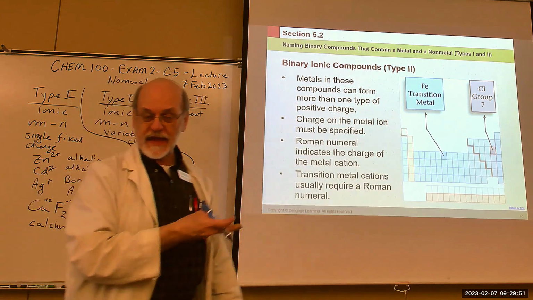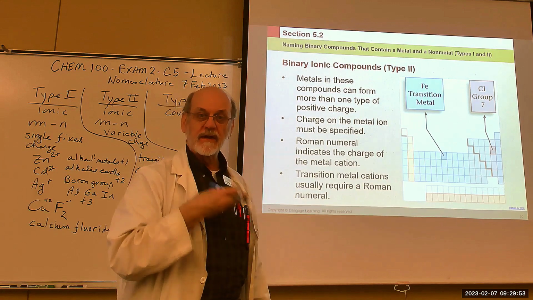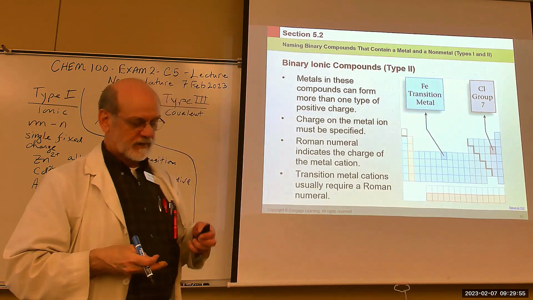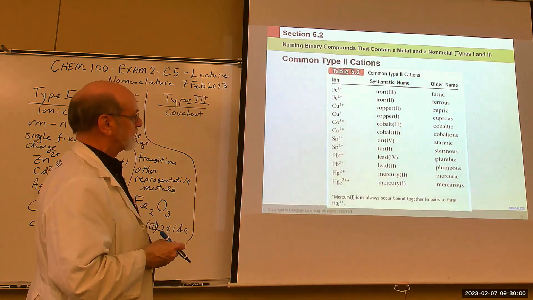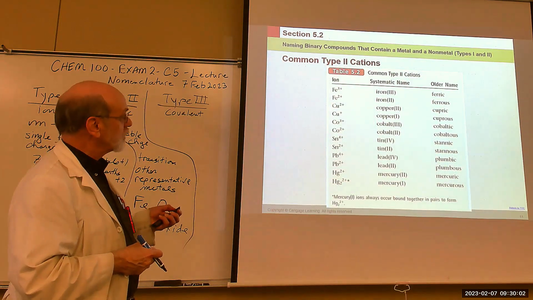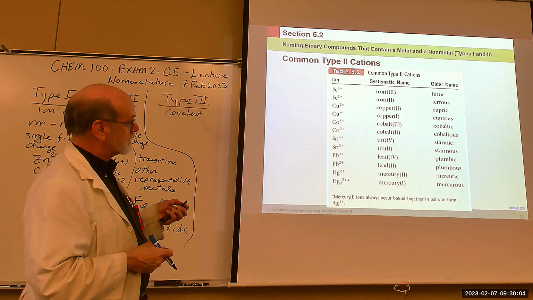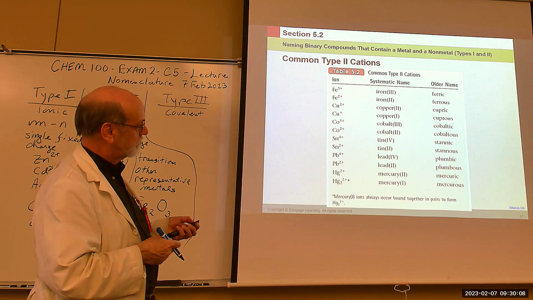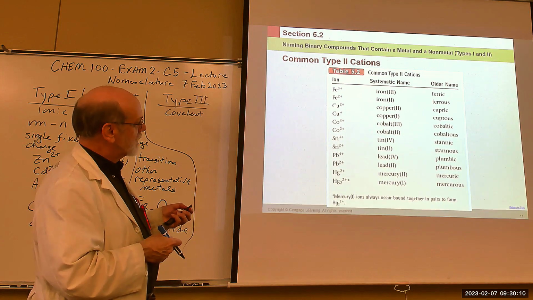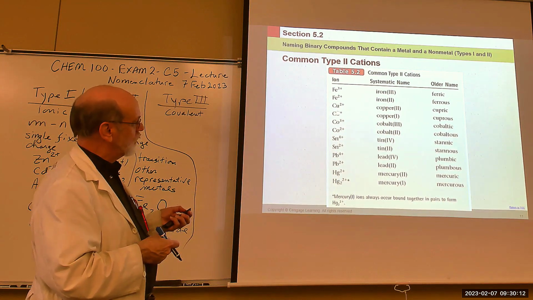Now, we can't do that yet because we haven't been given a formula. We don't know what the charge on iron is. See, iron could be a 3+ or a 2+. And we would name it this way, here, here, here. Copper could be a 2+ or a 1+.